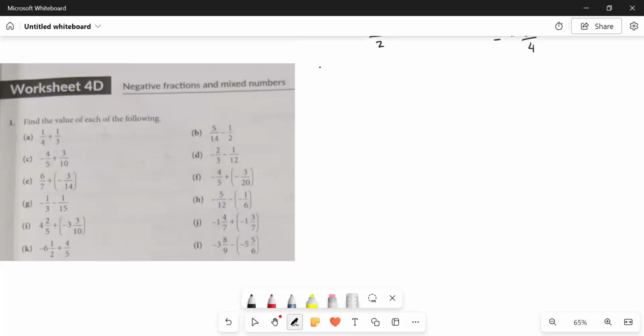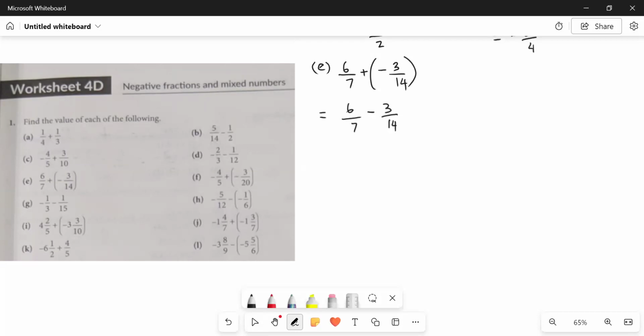Let's move to part 3. 6 upon 7 plus minus 3 upon 14. In case of a bracket, all we need to do is multiply the signs inside and outside of the bracket first. It would be 6 upon 7 plus minus minus 3 upon 14.